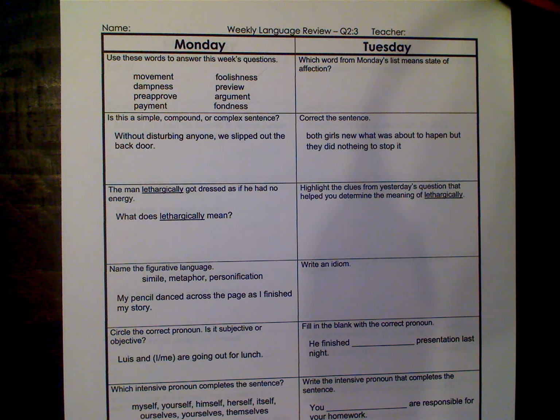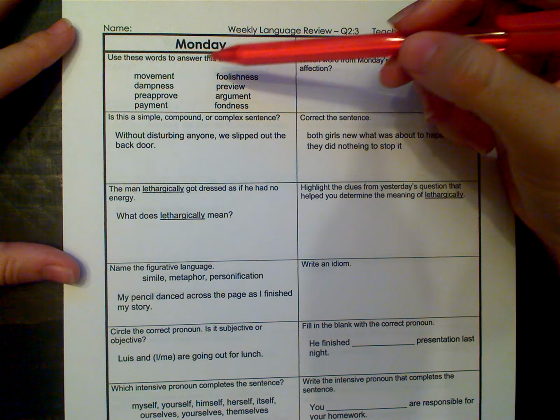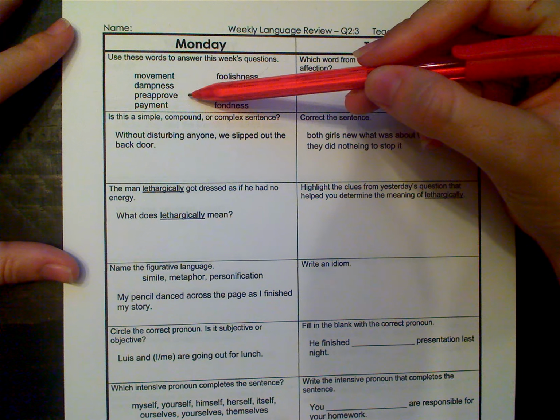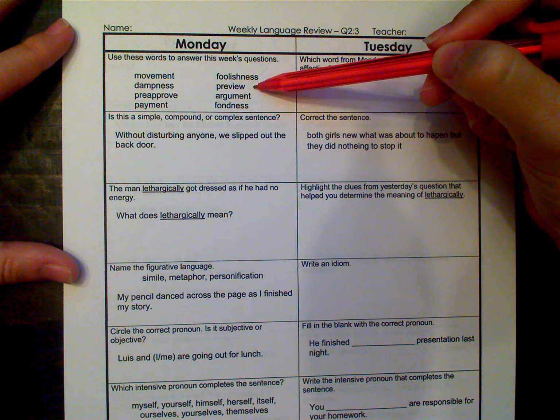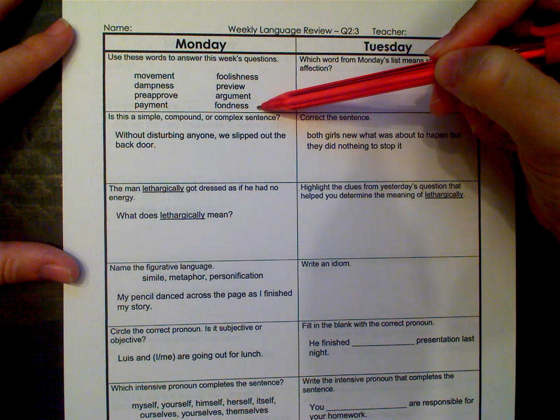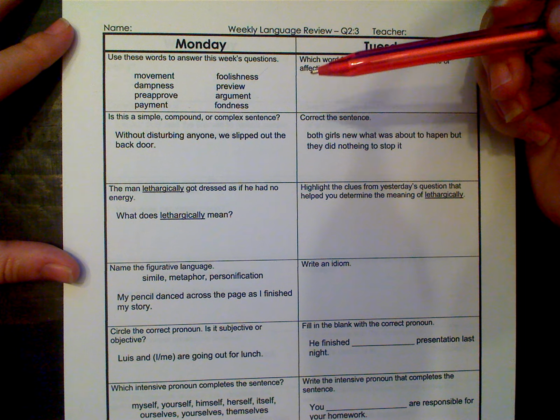All right, we're looking at weekly language review Q2-3. This is Monday: movement, dampness, pre-approve, payment, foolishness, preview, argument, and fondness. Those are the 8 words that we are using for the week.